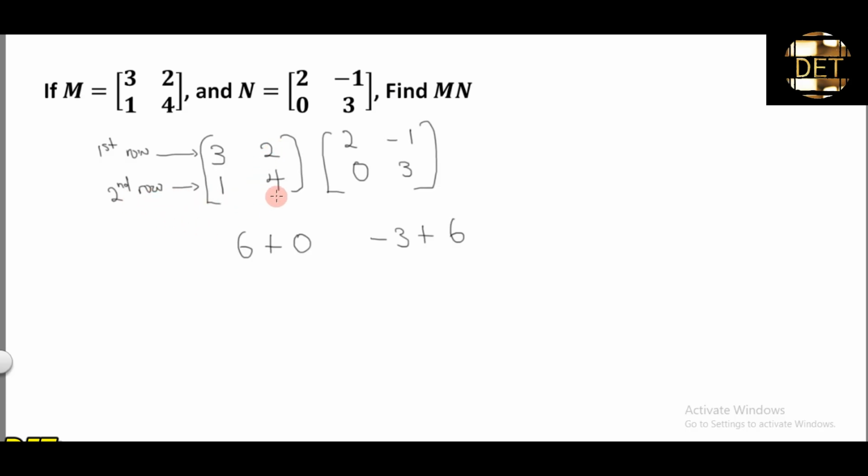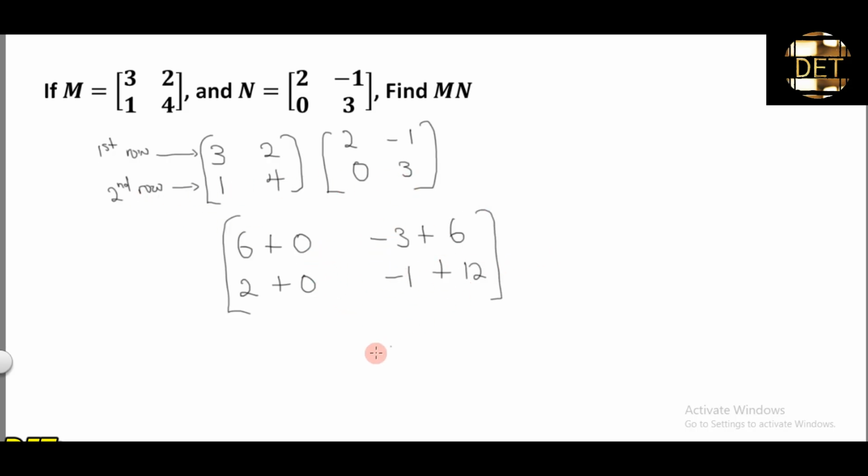Then I will move to the second row. All right. So first member for first member. So 1 times 2 will give me 2. Second member for second member. 4 times 0 will give me 0. So that's plus 0. So with that, I'm done with this first column. Then I'll move to the second column. So first member for first member. 1 times minus 1 will give me minus 1. 4 times 3 will give me plus 12. All right. So with that, I'm done with this second row.